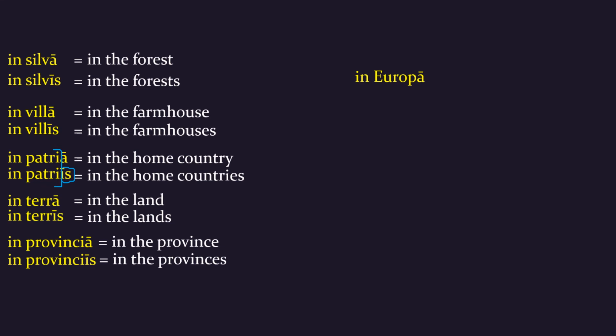Now, for some of them, we have like in Europa. Well, there isn't going to be a plural of this one because there aren't many Europes. There's only one. So some of these will only ever appear in the singular. In Asia, in Asia, in Troia, in Troy. We're not going to say in Asias or in Troys or in Europes unless we were going to make some statement like, well, for all the Europes of the world, but we're not going to do that very often in Latin.